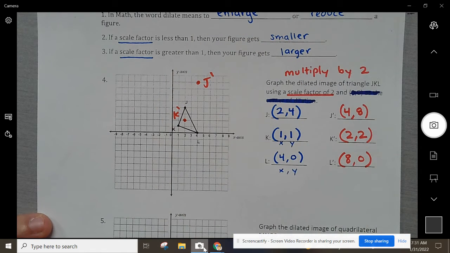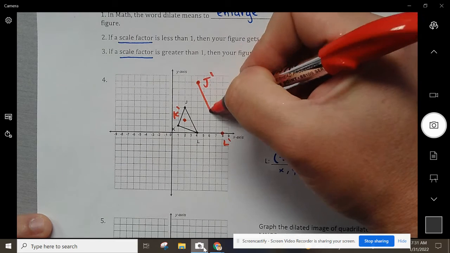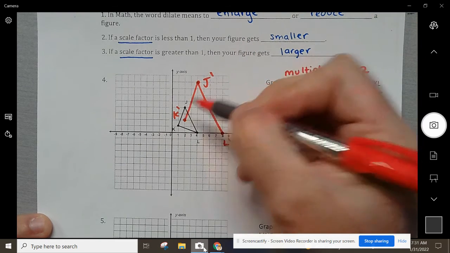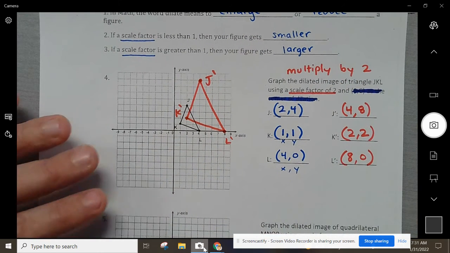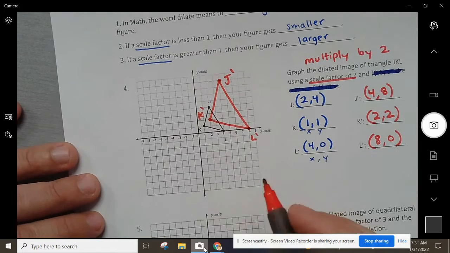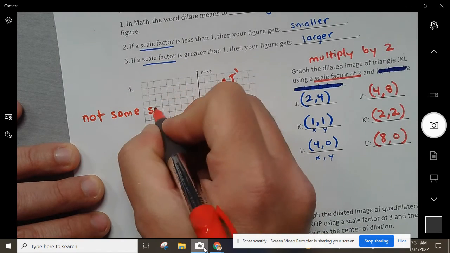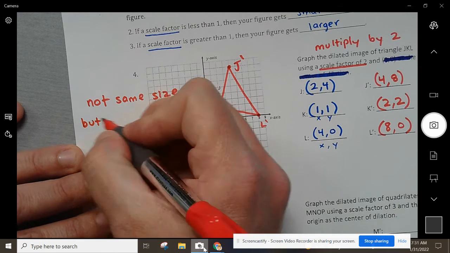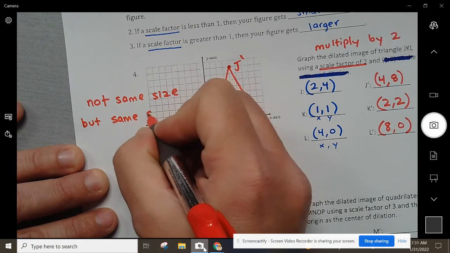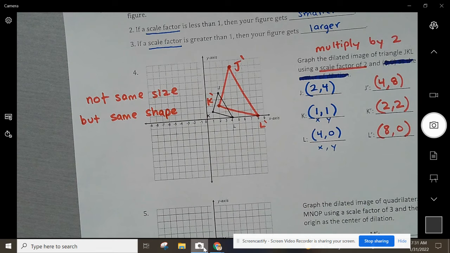And then L is going to be over 8 and 0. Okay? And draw your triangle. And now, look at these two triangles. They're obviously not the same size. Not the same size, but the same shape. Same shape, but not the same size.